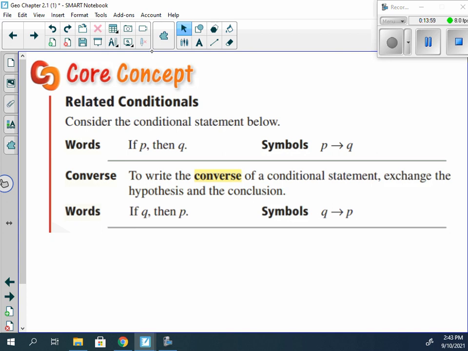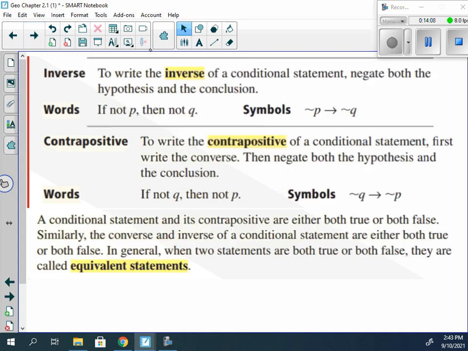So, the converse, we've got this down. Converse is flipping. Now the inverse. So we have four total. We have the conditional statement, the converse, which is just flipping the hypothesis and conclusion, and the inverse is the negation of the conditional statement.